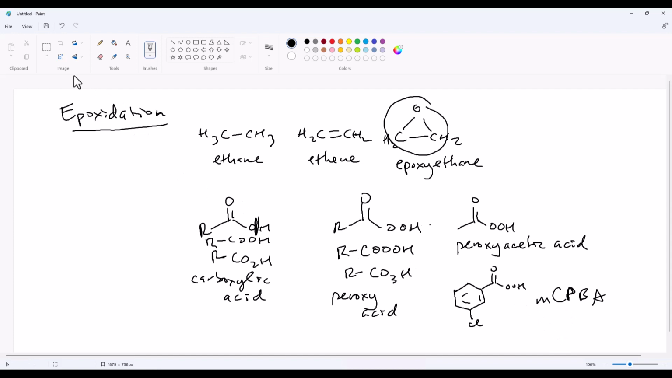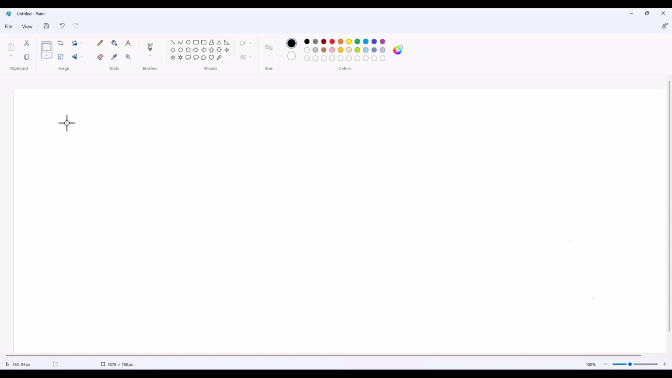So let's look at what that general reaction would look like. So again, we're transforming a CC double bond into a COC cyclic structure. So what we have is a C double bond C. We add a peroxy acid.